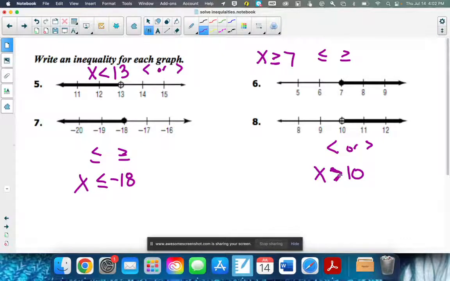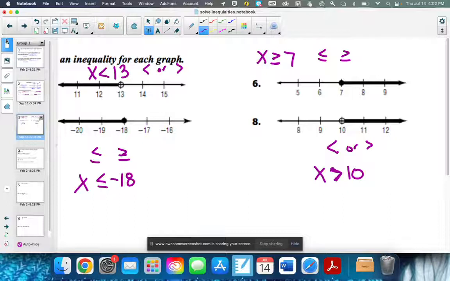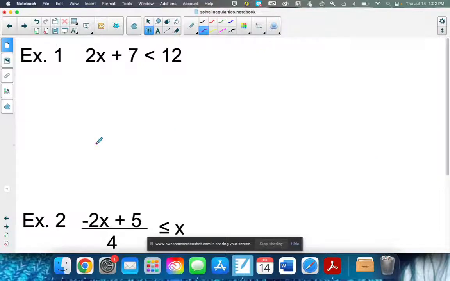Okay, so now we are going to actually start solving equations with this. We're going to write our properties just like we were doing with the regular equations, and we are going to graph our answer at the end. Same thing as before. The first step is always your original equation.